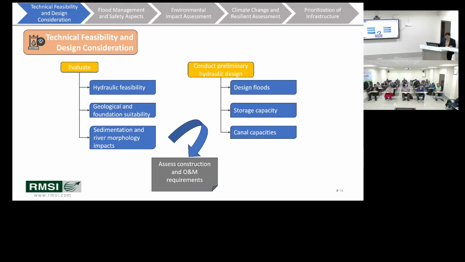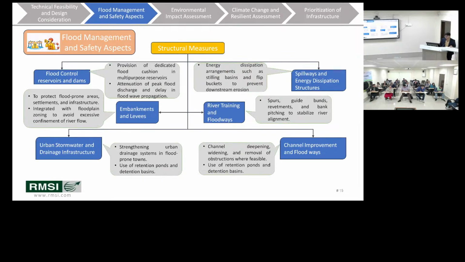Then feasibility evaluation and then hydrologic design. These are the feasibility aspects: geological foundation suitability, sediment, river morphology impacts. Then design flood, considering those methods, the design flood methods the Central Water Commission provides, then storage capacity of the existing infrastructure, then canal capacities, and then operation and maintenance requirements. If your structure needs operation and maintenance after the design period, you should also consider all those aspects.